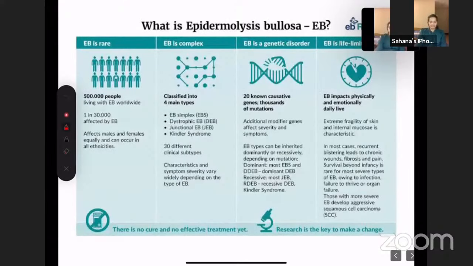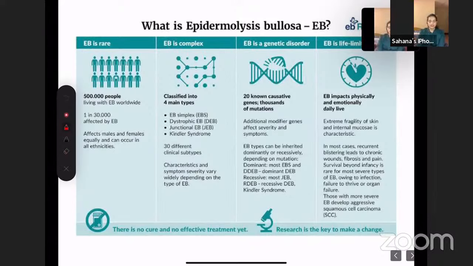Okay, so what exactly is EB? For those of you who have not heard of EB before, it forms a very big part of pediatric dermatology. There are more than 5 billion people, 5 billion children in the world with EB. Around 1 in 30,000 kids are affected by EB, and it can occur in all ethnicities. There is an equal male and female ratio, and the main history which we need to take is a history of consanguinity. In first degree consanguineous marriages, there is a high incidence of epidermolysis bullosa.